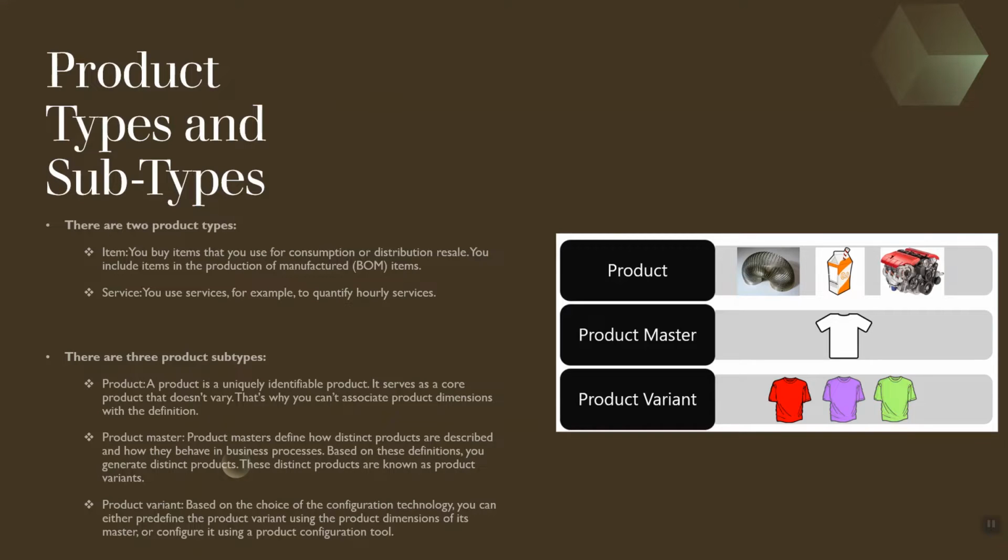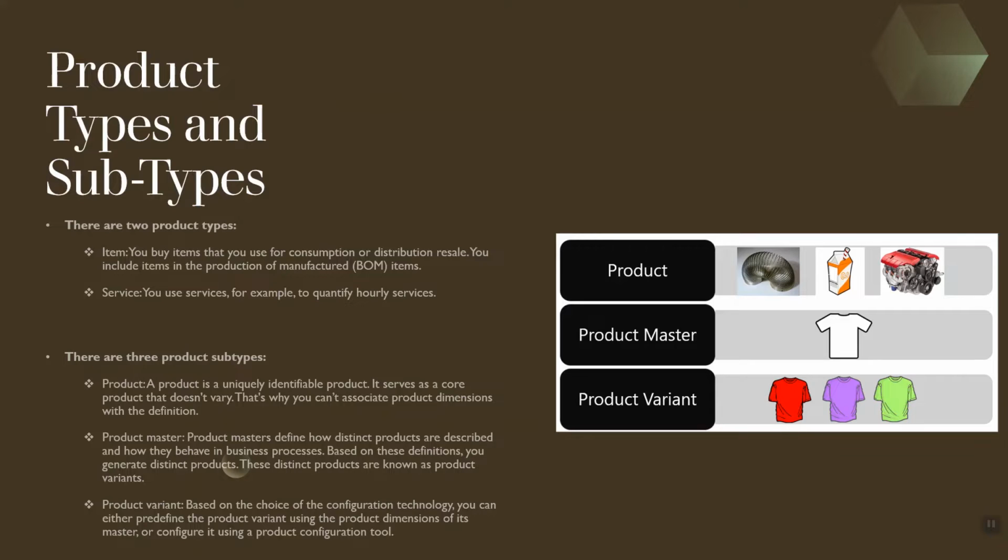In Dynamics 365, you can have different types of products and subtypes. There are two product types, item and service. Item is something that you buy and use for consumption or distribution sale. You include items in the production of manufactured items, that is bill of material. Service: you use services, for example, to quantify hourly services or maintenance, etc.